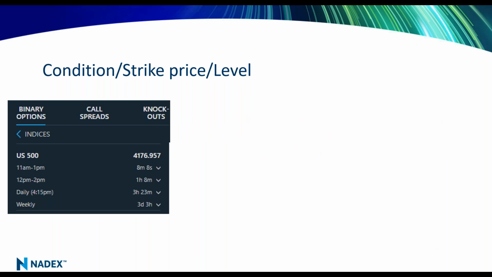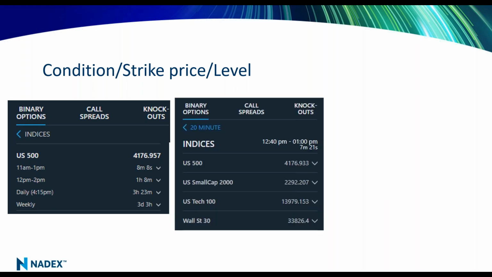We give you multiple conditions, and they're sorted by how much time is left. So on the S&P 500, on the binary options, you can see we have 2-hour binary options, we have daily ones, and we have weekly ones. And we even give you a little countdown clock, how much time is left in each contract. Now, with equity indices, we also have 20-minute binary options. It's a separate little section as a choice underneath binary options on the platform. I will show you that. We have 20 minutes, we have 2 hours, we have daily, we have weekly.